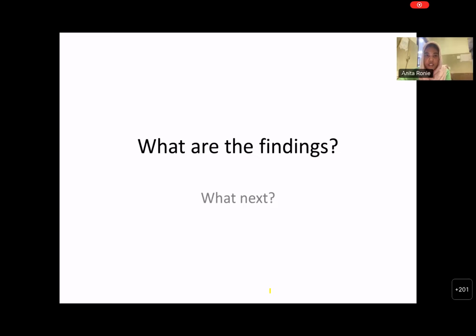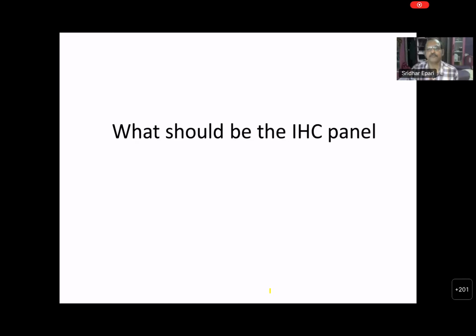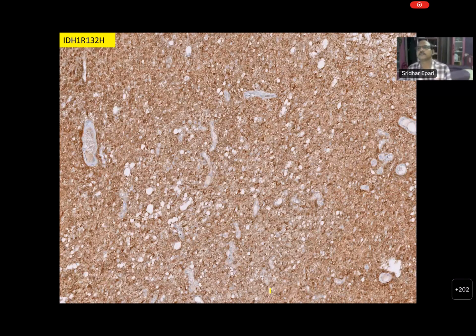So anything else? ATRX. Okay, we'll come to that. So what should be the IDH panel and what is this? Anita, can you interpret this? This is an IDH1 R132H. Diffuse positive. Where is it? Cytoplasmic. Are you expected to have a cytoplasmic positivity? Yes. IDH1 R132H is a cytoplasmic marker and it comes diffuse because of the feature of astrocytic tumor cells with processes going everywhere. It gives you a blush-like diffuse positivity.